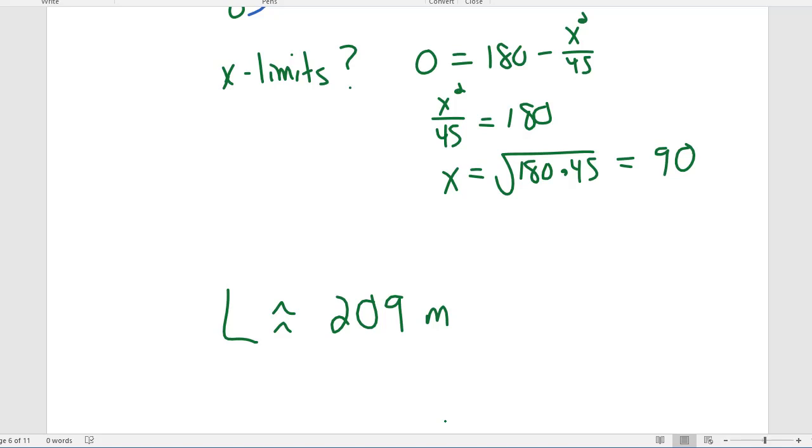All right, so that basically ends the conversation on finding the arc length, and this being one of the applications of integration. In the next video, we're going to take a look at surface area.